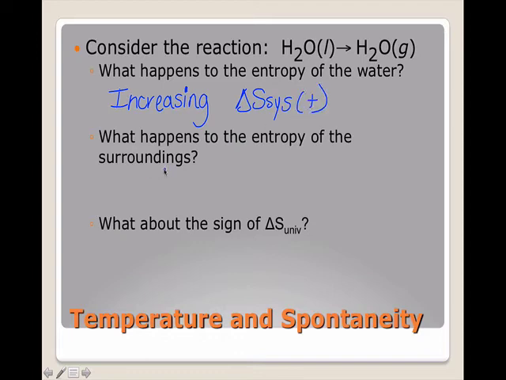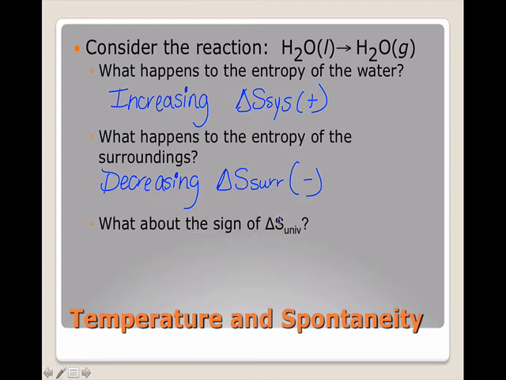What's happening to the entropy of the surroundings? Well, it's requiring it to pull energy in from the surroundings. So the surroundings are losing that energy that's going into the system. So it's decreasing. It's becoming less in the surroundings. So delta S of the surroundings is negative. It's losing energy because it's going into making this reaction happen. So the system is gaining entropy and the surroundings are losing it.